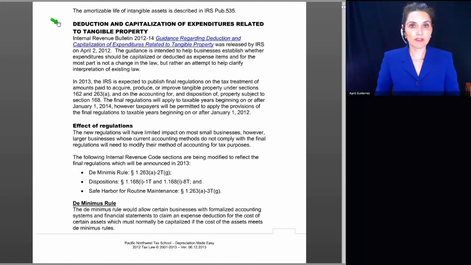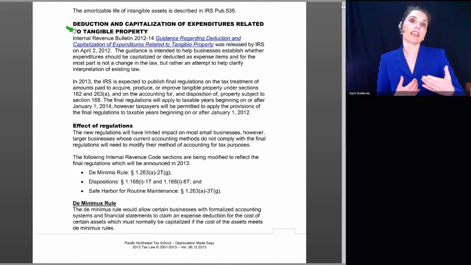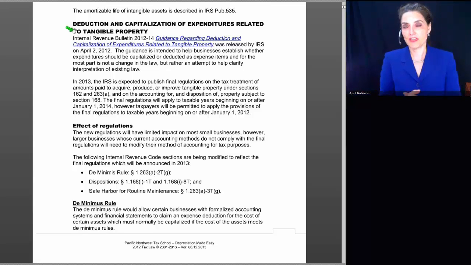And if you capitalize it, then if you are allowed to claim any deductions, those are through depreciation. So the entire title of this heading, what it means is, I've gone out and I've purchased something. Do I have to capitalize it, or can I expense it? And sometimes it's not quite so easy to know the answer to that question.